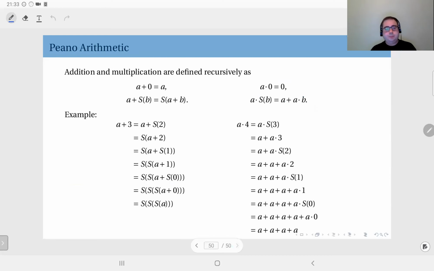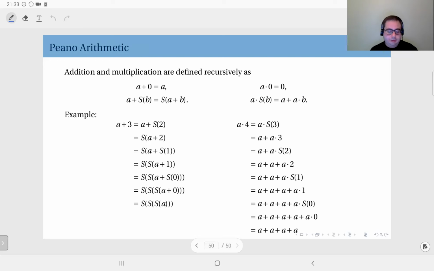Now, finally, we have come back to Peano. Remember, we have the axioms laid out by Peano, and in fact, those can be used to actually define a system of arithmetic. And the operations in this arithmetic, the addition and multiplication operators, are defined recursively.